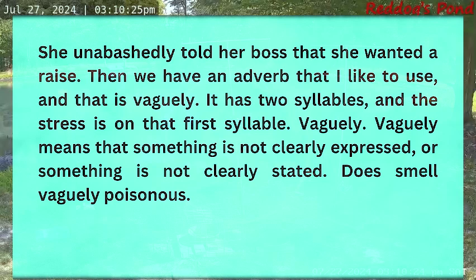Then we have an adverb that I like to use, and that is vaguely. It has 2 syllables, and the stress is on that first syllable. Vaguely. Vaguely means that something is not clearly expressed or something is not clearly stated.